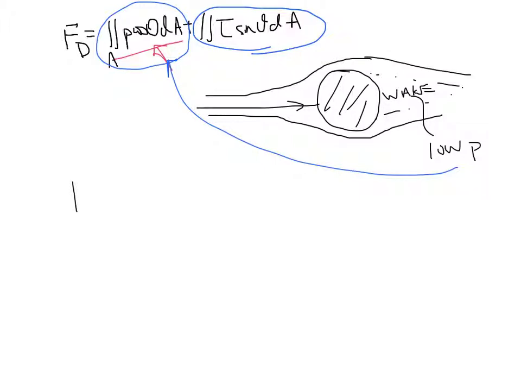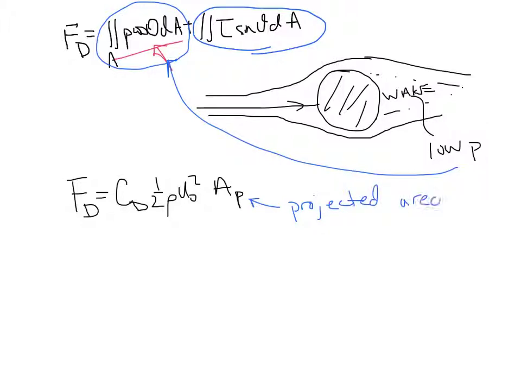But the way we usually approach it for real shapes is empirically based on a drag coefficient, 1/2 rho times u0 squared, where u0 is the approach velocity, times AP, where AP is the projected area. That is the area that is seen by the approaching flow. So it's the frontal area of the object. Now the drag coefficient, CD, is usually a function of the object's shape and the Reynolds number of the flow.